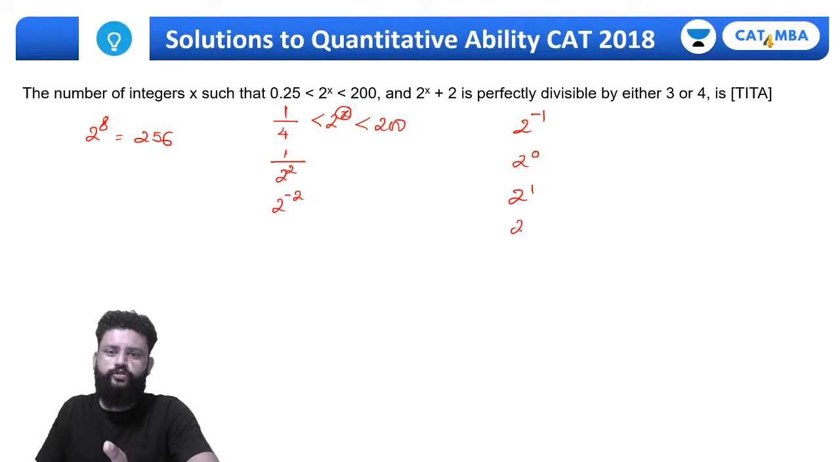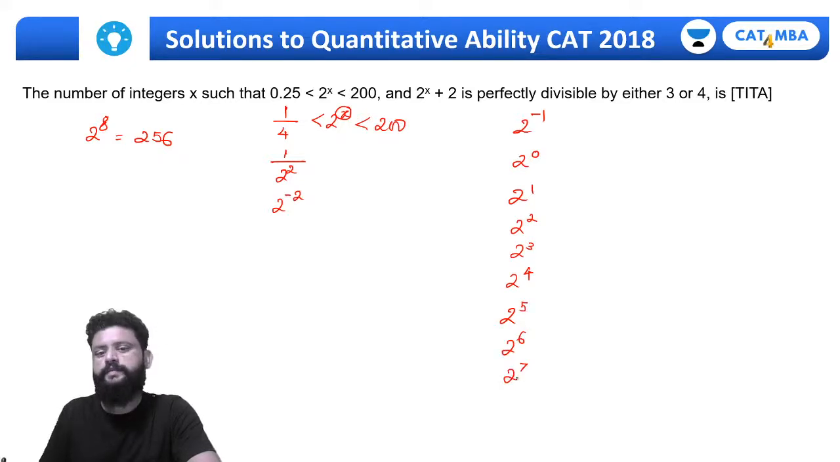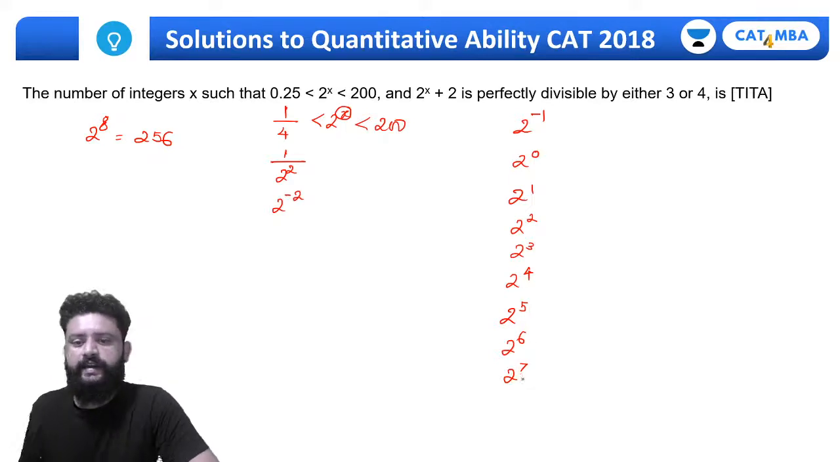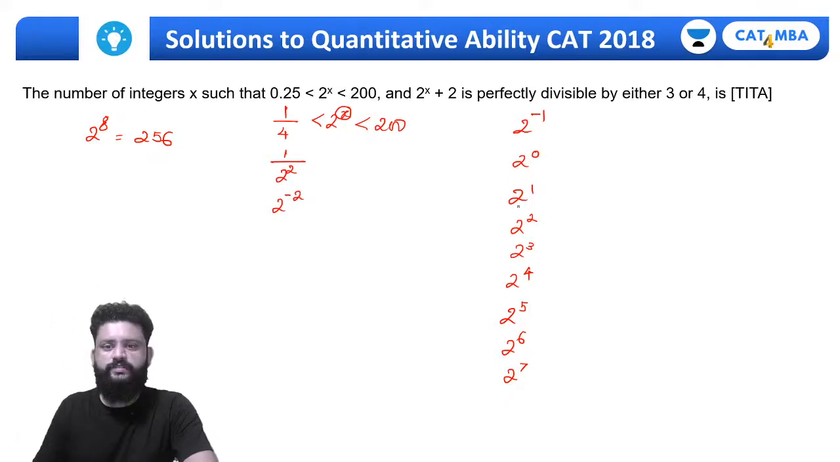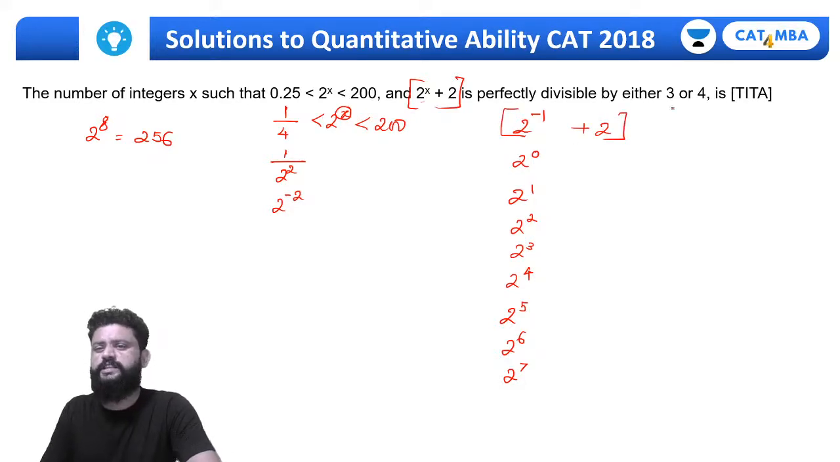Then 2 to the power 1, 2 to the power 2, 2 to the power 3, 2 to the power 4. Then 2 to the power 5, 2 to the power 6, 32, 64, 128, and 256 won't work. So these values are possible. Now we have to add 2 to these, that is 2 to the power x plus 2. If you add plus 2 here, it won't work: 2.5 is neither a multiple of 3 nor a multiple of 4.